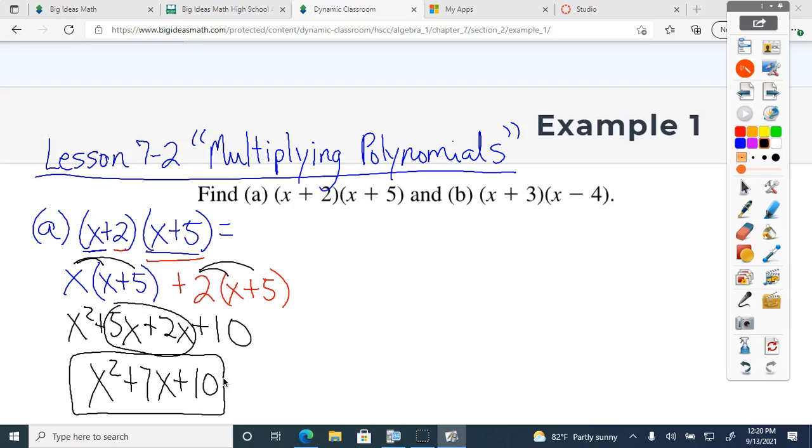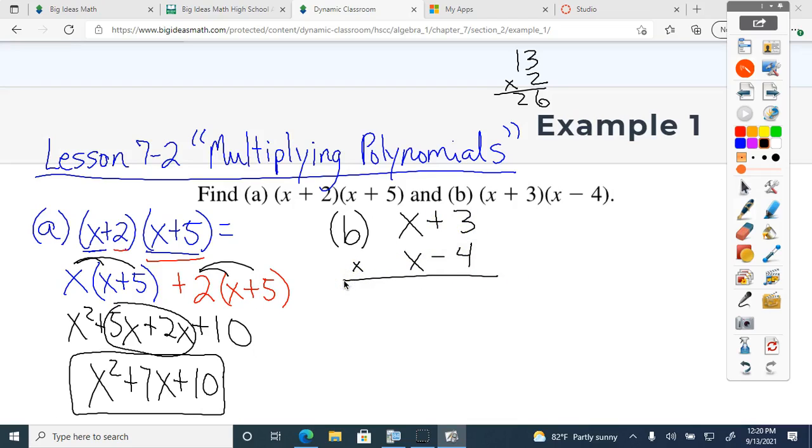Another way to do it is to do it vertically. When I say vertically, you remember doing like 13 times 2, right? You do 3 times 2 is 6. You can kind of do that the same way here. X plus 3 times x minus 4. You can write it like that and still do the same thing. Negative 4 times 3 is negative 12. Negative 4 times x is negative 4x.